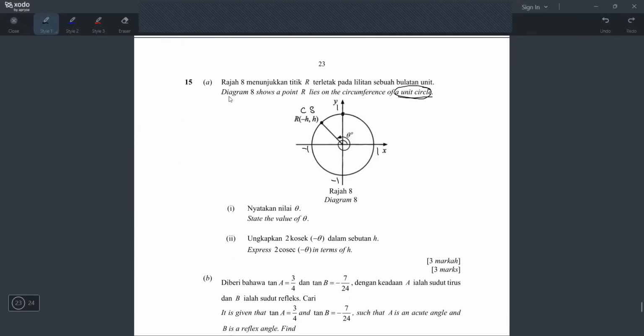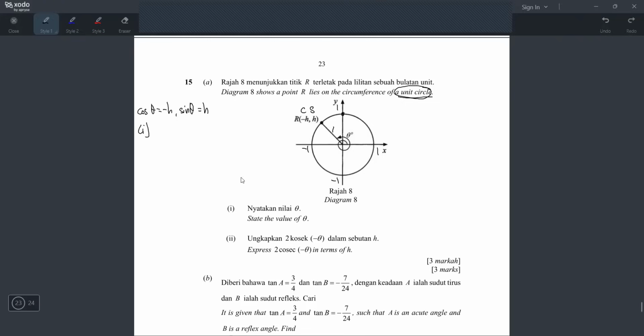What does it mean by CS? It means cos theta equals negative H, sine theta equals H. Only if it's a unit circle you can write like this, because the radius is 1. That's why you can write like this. Because when your radius is 1, it means the hypotenuse is 1. It means your x coordinate will automatically be the cos theta, and your y coordinate will automatically be the sine theta, if your hypotenuse is 1. Okay, so that's why.